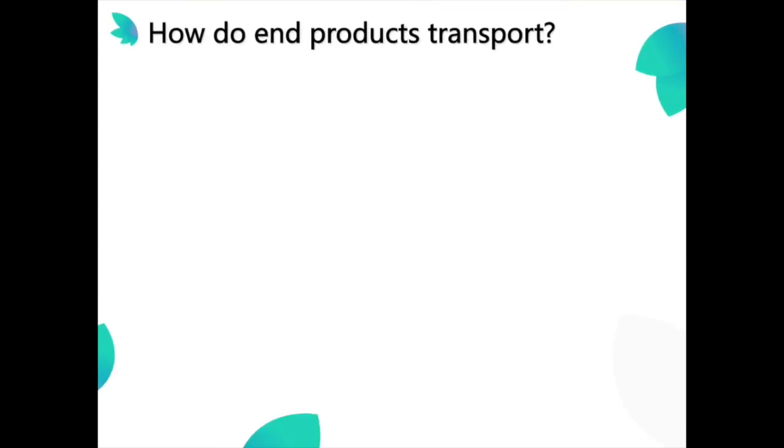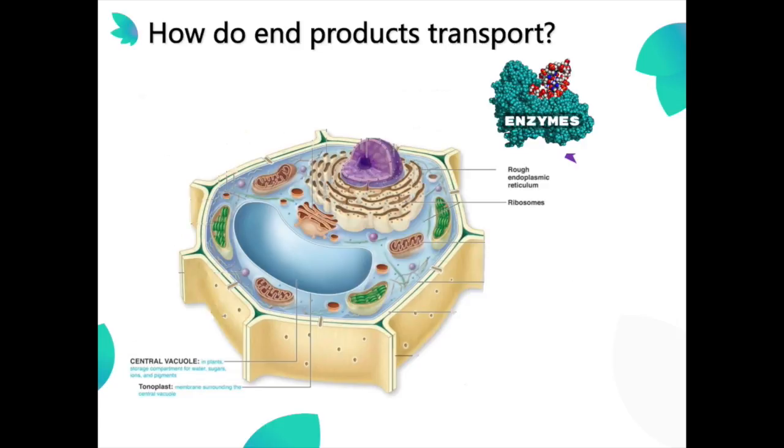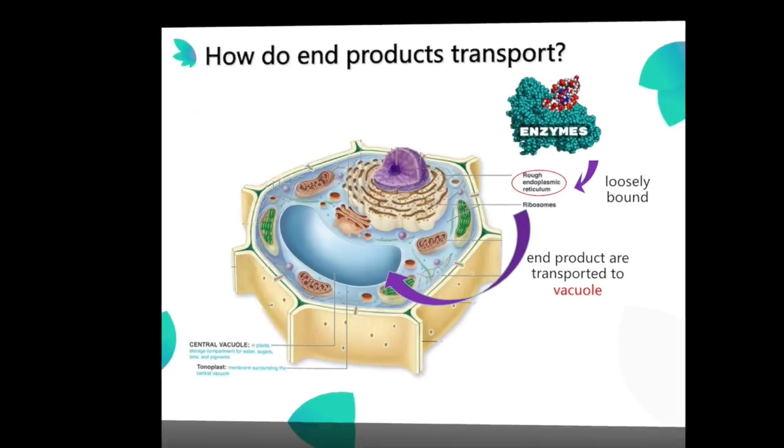All those conversions occur in fruit cells and involve different enzymes, and those enzymes are loosely bound to the endoplasmic reticulum. After synthesis, those end products will be transported to the vacuole by specific transporters.